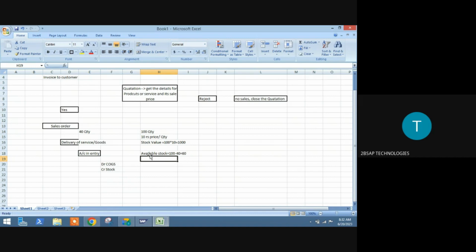Now, what is your available stock value? Current stock value, 600. Correct, sir. Here, what happened to your stock? Is it increased or decreased? If it is decreased, what is your real account rule? Following the golden rules, it is decreased, so you are going to credit your stock.